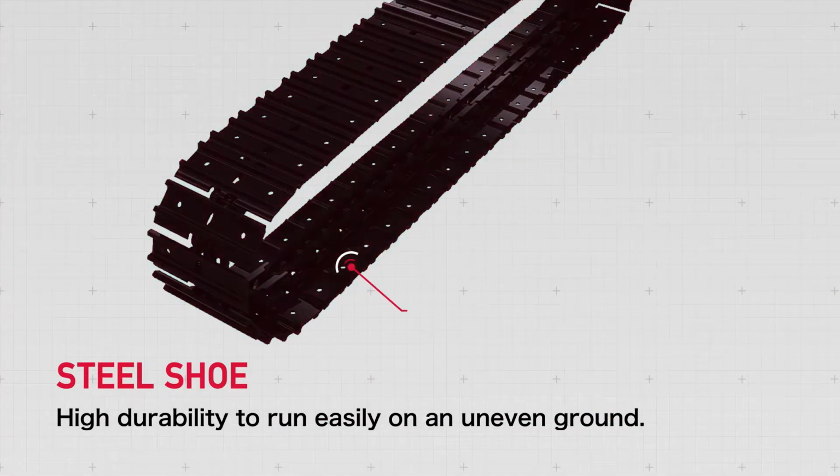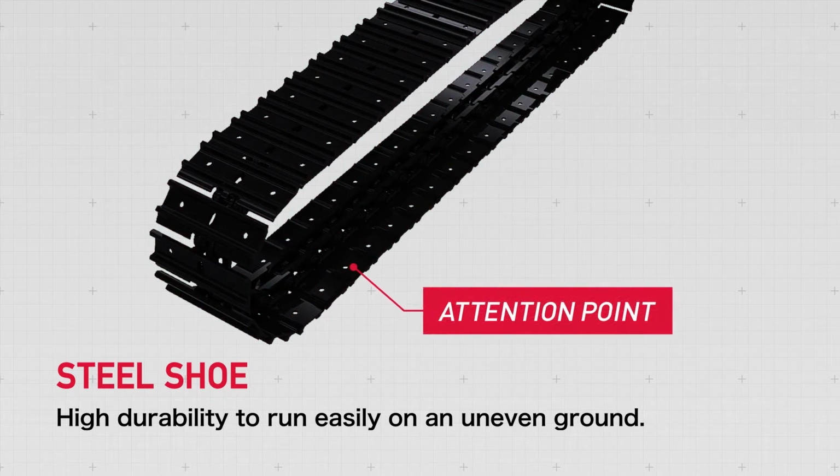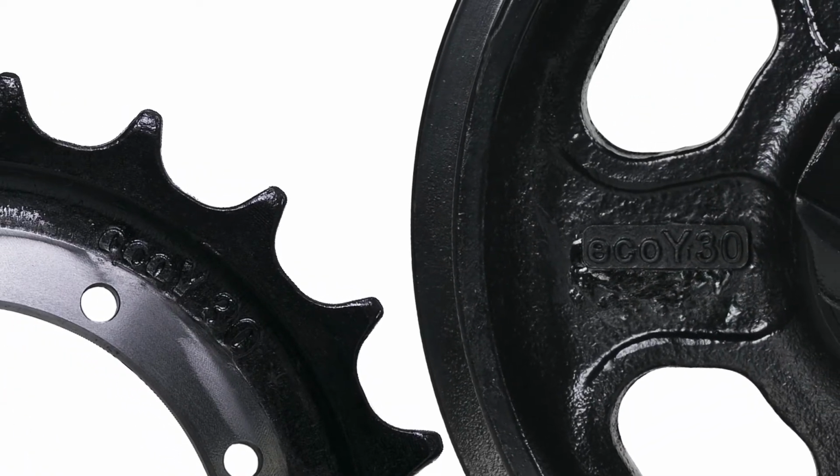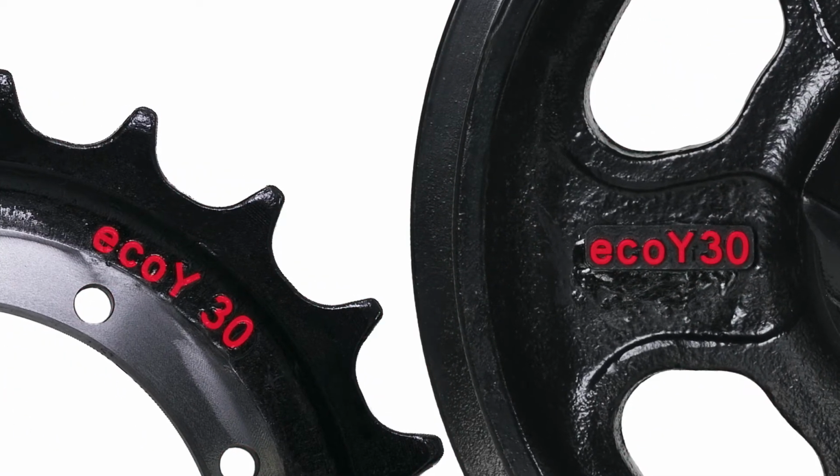Steel shoe. This part is suited for use on uneven ground, such as at a quarry or a metal-littered place. The third choice, which has high durability, that is ecoY.